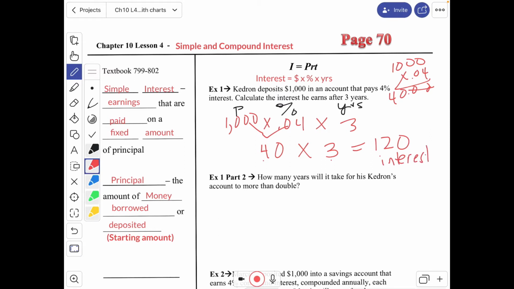That's just the interest amount. Does he still get to keep the 1,000? Yes, plus the interest. So, example 1, part 2. How many years will it take for Kedron's account to more than double? He wants how much in interest? If we're going to double it, he means to get $1,000 in interest.